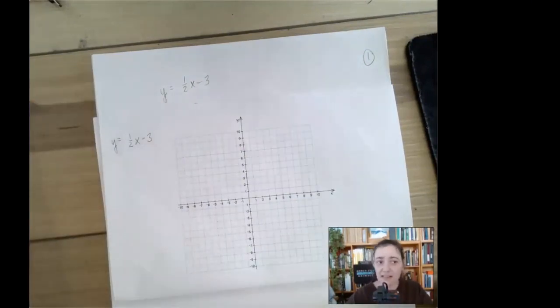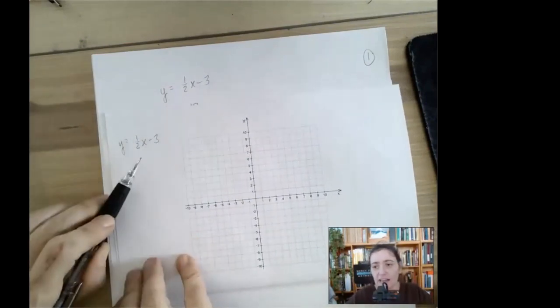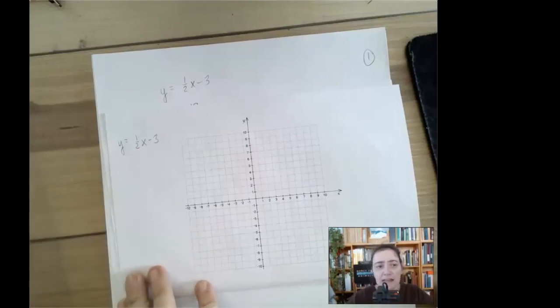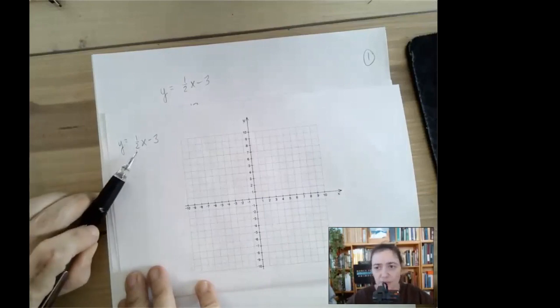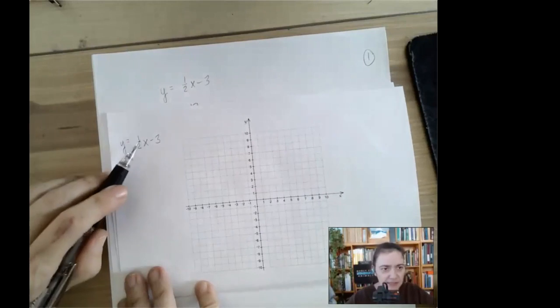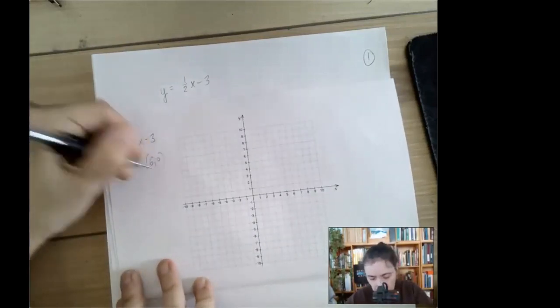Say x is 6. If x is 6, could you put it into this expression and figure out what y is given this equation? X is 6. What is y if you can compute it as 1/2 times x? Exactly. 1/2 times 6 is 3. 3 minus 3 is 0. So we found a point 6, 0.